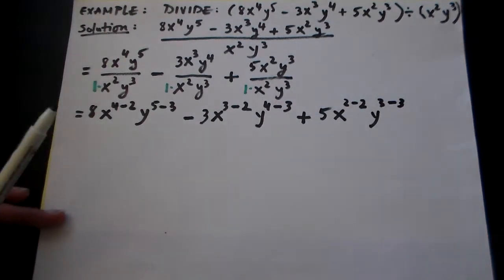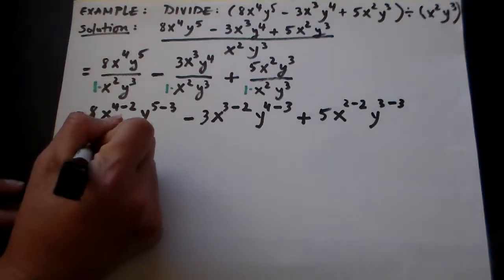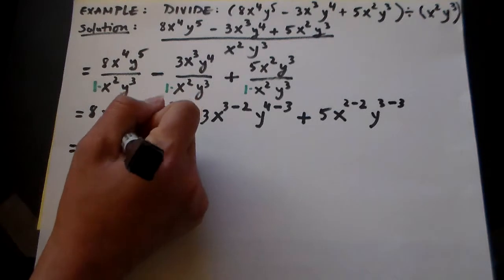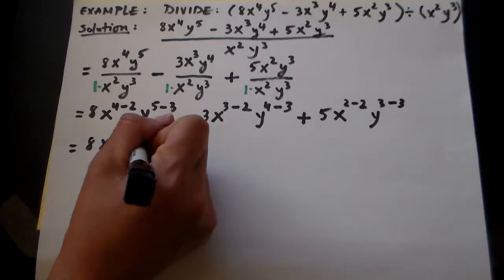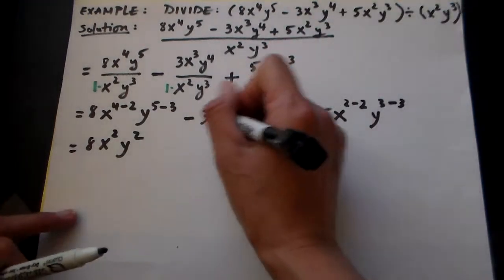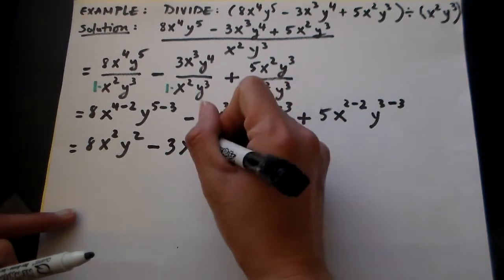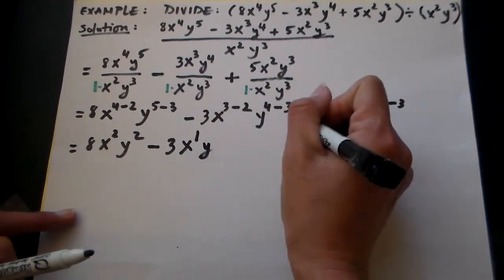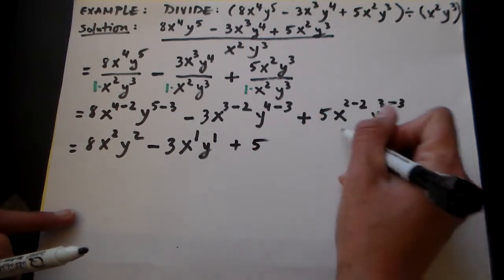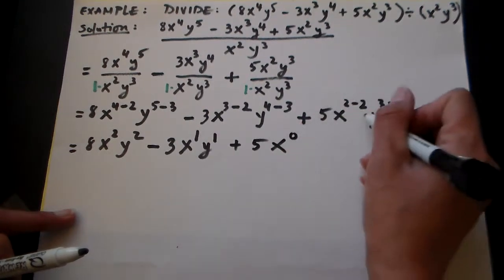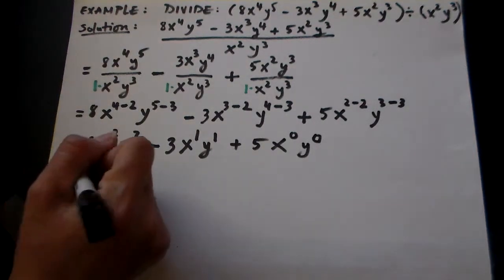Okay? Now simplify, we have 8x, 4 minus 2 is 2. For the y, 5 minus 3 is 2. And then minus 3x, 3 minus 2 is 1. Y, 4 minus 3 is 1. Plus 5 goes here. X, 2 minus 2 is 0. Y, 3 minus 3 is 0. Okay? Now let's simplify as much as we can.